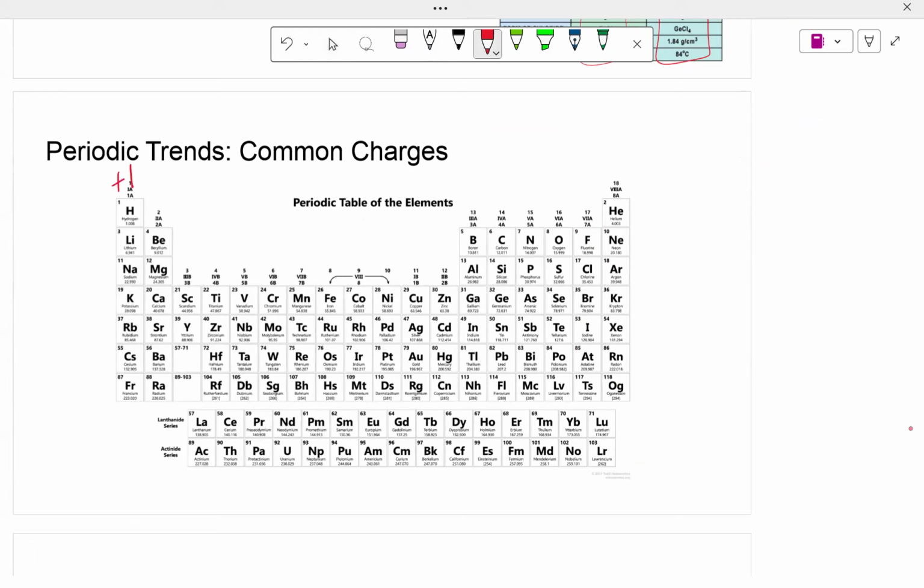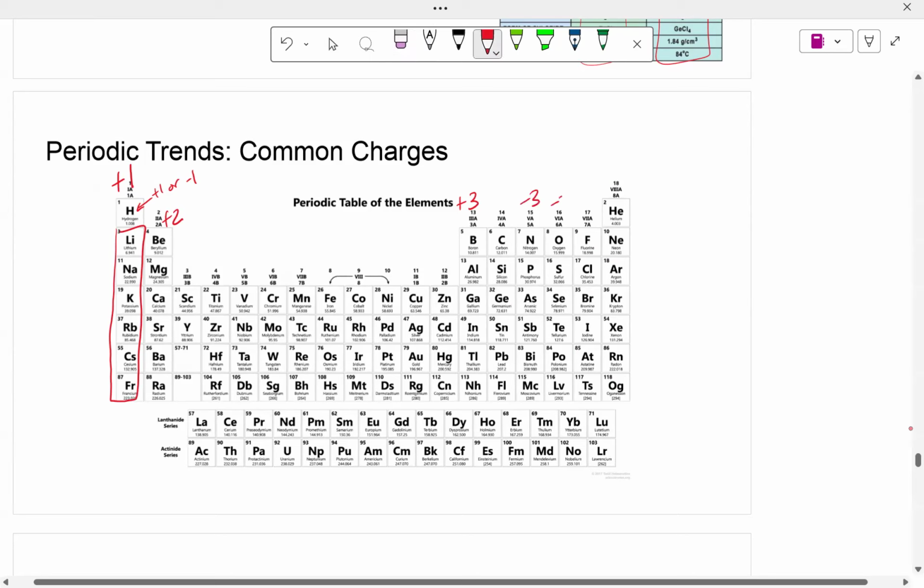So all of the elements in the first column, when they form an ion, it's going to be plus one. Hydrogen is kind of an exception. We will see hydrogen as plus one or minus one. But everything else from here on down, those are all plus one. All of these elements will be plus two. All of these elements will be plus three. And I'm going to skip over the fourth column here and just go right to nitrogen. But all these elements will form ions of minus three, and then minus two, and then minus one.